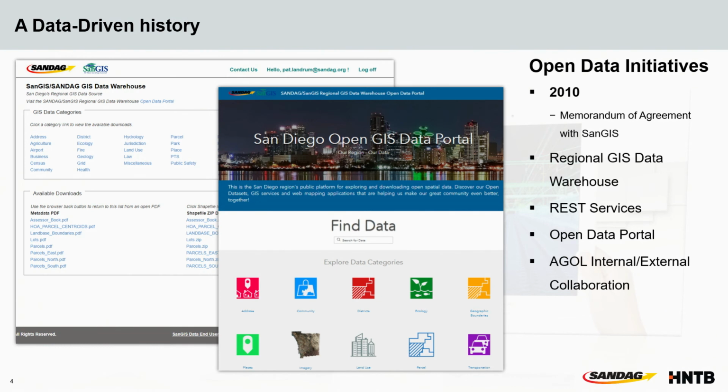Fast forward a few decades. In 2010, we started working toward some open data initiatives. We executed a memorandum of agreement with SANGIS, which is a JPA between the city and county of San Diego. We stood up a first of its kind regional GIS data warehouse where we have over 300 layers available in the public domain. We began publishing REST services. Some of those services get upwards of 100,000 transactions a day. In recent years, we also started transitioning away from this regional GIS data warehouse into more of a portal environment, and began using ArcGIS Online for more collaboration, both internally and externally.